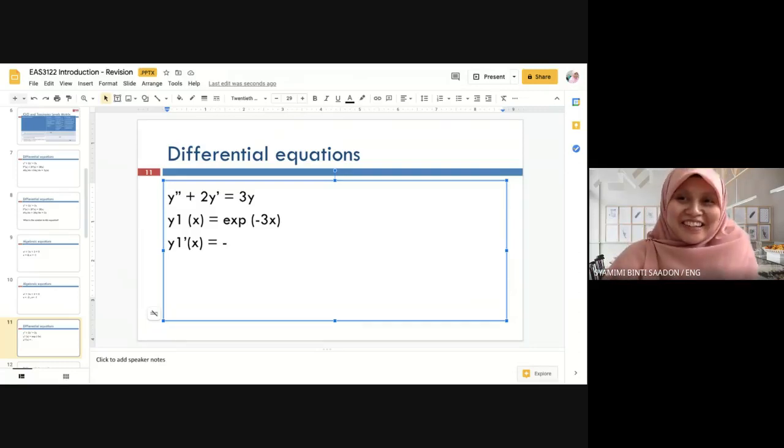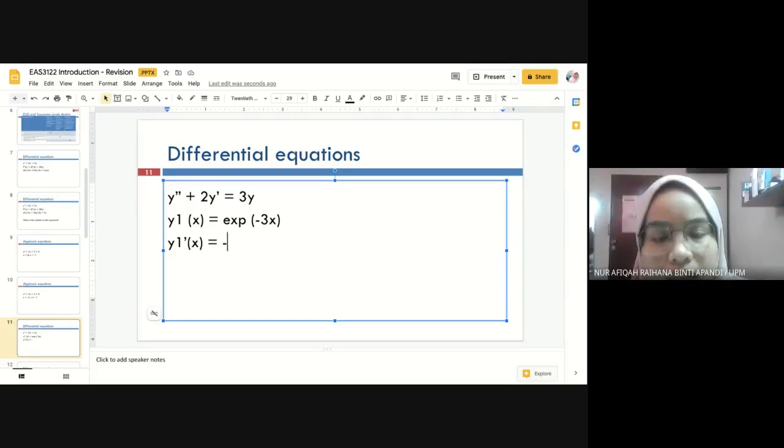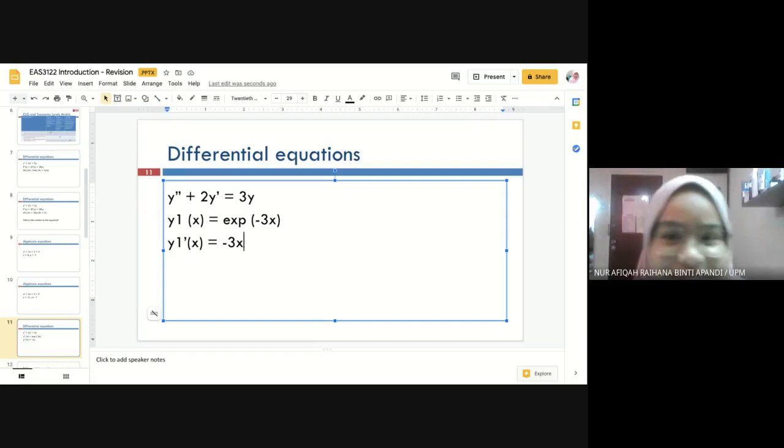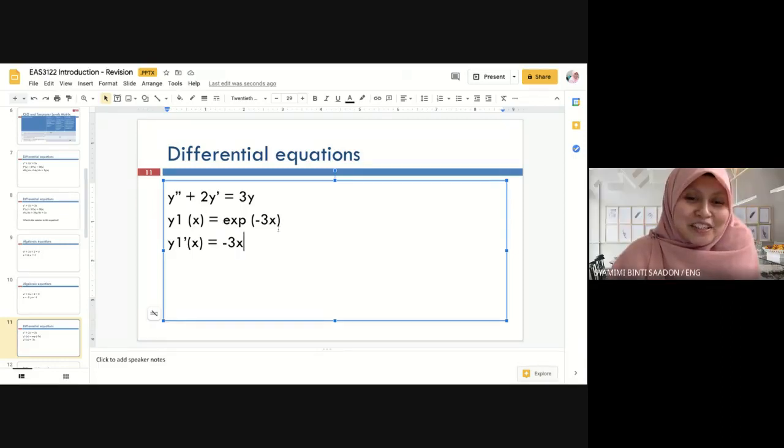Okay, so differentiate, derive this y1. Negative 3x, negative 3x again? Derive this one, differentiate this one, exponential minus 3x. What do you get?